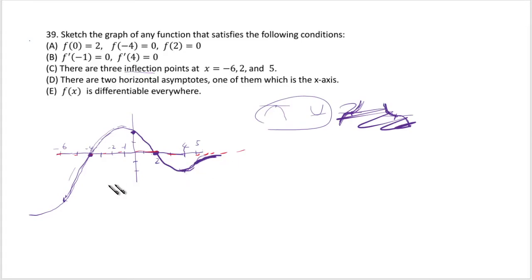Okay, and then going here, there has to be another asymptote as you go left. So we will put another horizontal asymptote here. So it has one horizontal asymptote going right, one going left. And E, it has to be differentiable everywhere. That means I can't have any sharp turns or corners. It has to be all continuous. And it looks like this now satisfies everything from A, B, C, D, E, right?